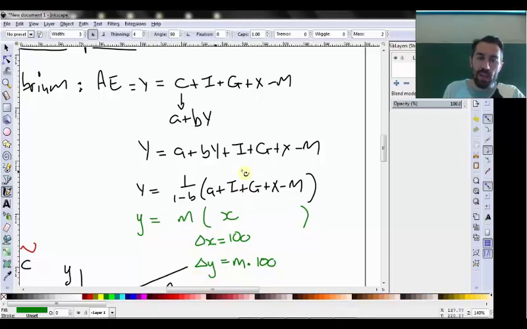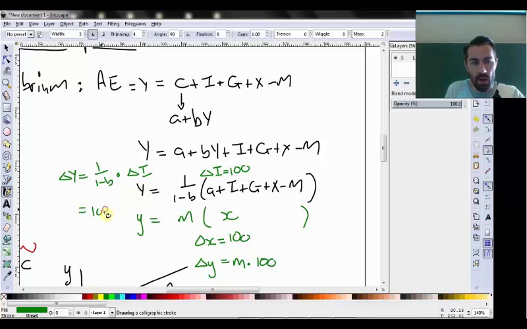So if I change I by 100, what is the change in y? Change in I, 100. What's my change in y? 1 over 1 minus b times the change in I, which is 100. So it's 100 times 1 over 1 minus b. Okay? Everyone with me?